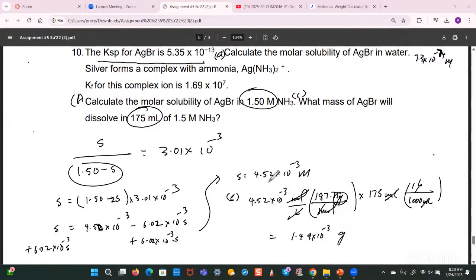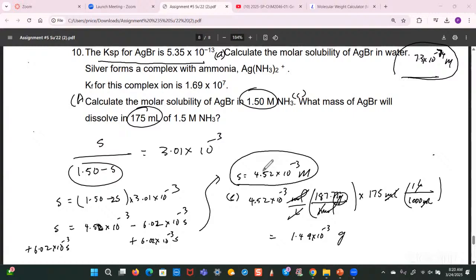Now, going back to the B part, remember we calculated the solubility in ammonia being equal to 4.52 times 10 to the minus 3. If you compare that to the solubility in pure water, obviously we see a big difference, right? Basically, the solubility of the silver bromide is much higher in an aqueous solution of ammonia compared to pure water, right?